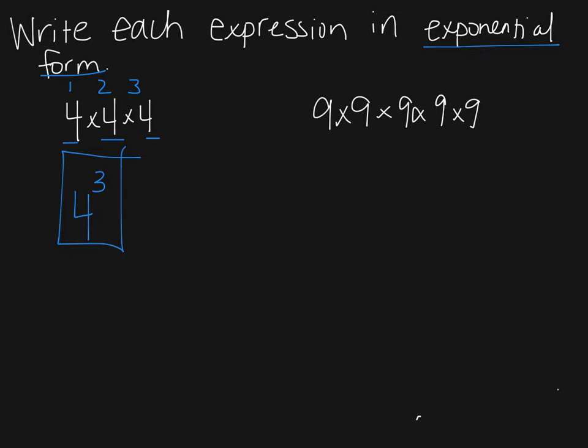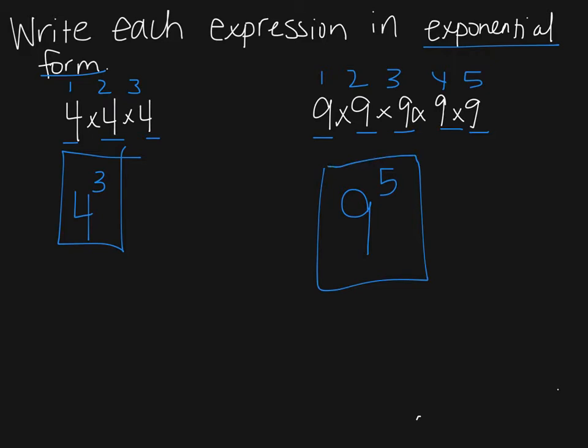Now for this next problem, my base number is 9. So that's going to be my big one. And then when I ask myself what exponent I should write down, I just need to count how many times I multiply that base number together. So 1, 2, 3, 4. I have 5 nines, so this would be the same as doing 9 to the 5th power.